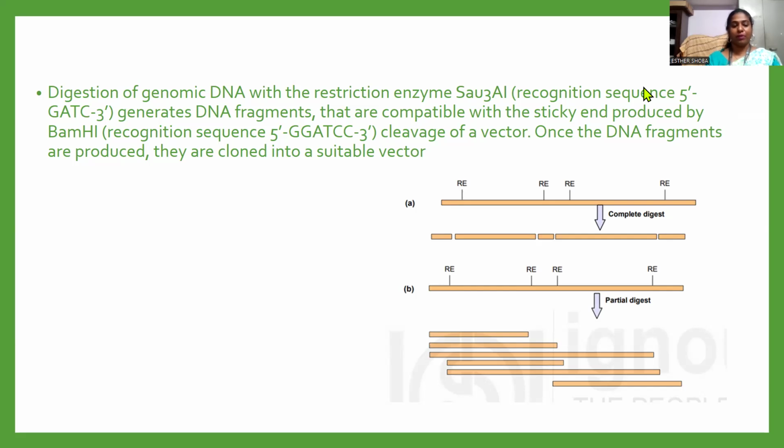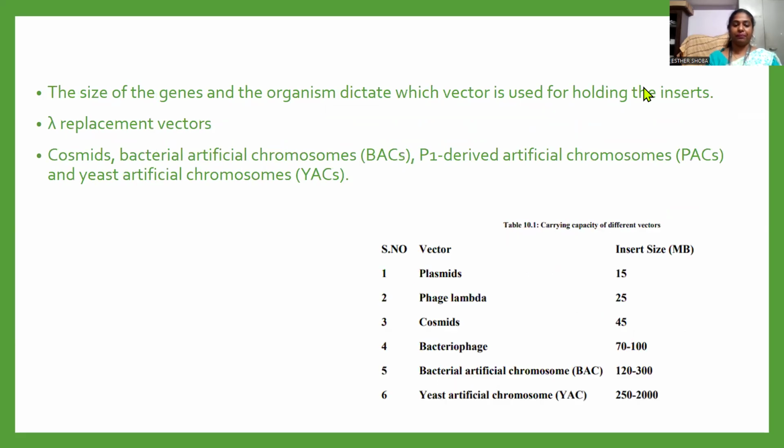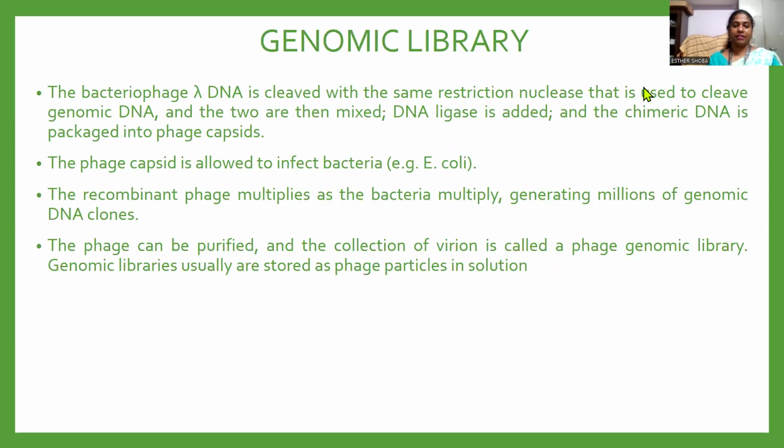Once the DNA fragments are produced, they are cloned into a suitable vector. The size of the genes and the organisms dictate which vector is good for holding the inserts. We can use lambda replacement vectors, cosmids, BACs, PACs, and YACs. When using bacteriophage lambda as a vector, we cleave the bacteriophage lambda DNA with the same restriction nuclease that is used to cleave the genomic DNA. The two are mixed, DNA ligase is added, and the recombinant chimeric DNA is packed into phage capsids.